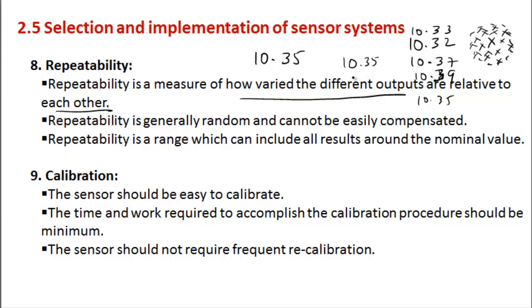So repeatability is something that should be targeted, but it is not very easy to get a highly repeatable system. Next is calibration. Calibration is needed when you use a sensor or an instrument, because after some time, due to wear and tear, the accuracy of the sensor will go amiss. That means its accuracy will keep on changing. So in between you have to recalibrate it, so that it is able to find out the correct value.